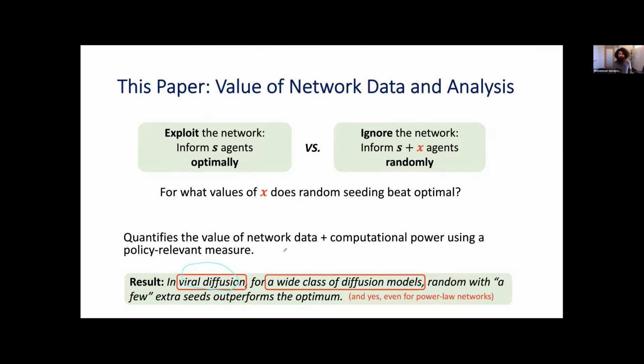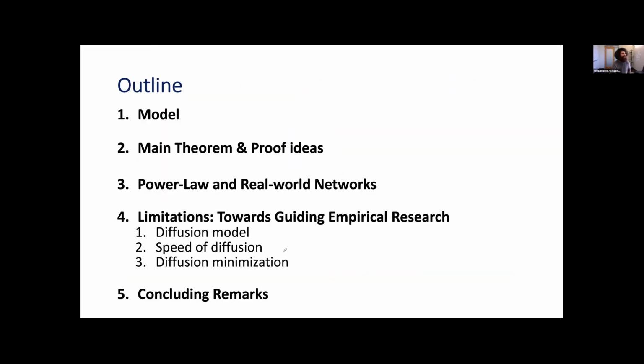And this works even for power law networks, by the way. In fact, it works much easier for power law networks than for Erdős-Rényi homogeneous networks, which is the interesting part, kind of. So I will tell you the model, I will state the main theorem and proof ideas. I won't get to limitations. That's why I have to tell you now that there are multiple limitations to the main theorem.